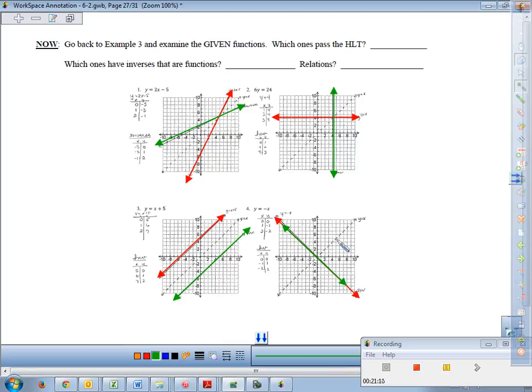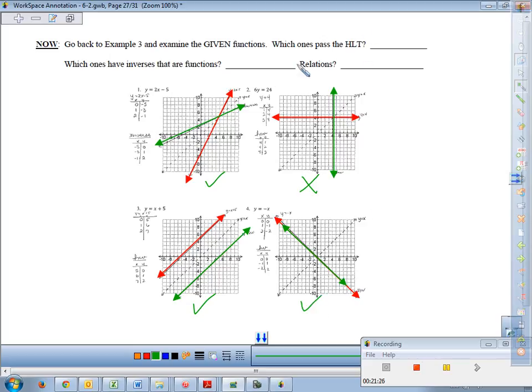Which ones pass the HLT? This red one, does it pass the HLT? Yes or no? This red one, does it pass the horizontal line test? The red one is a horizontal line, correct? This does not pass the horizontal line test. Does this one, the red one, pass the horizontal line test? Yep. Does this red one pass the horizontal line test?